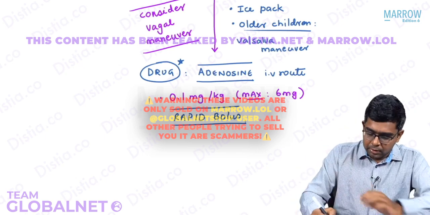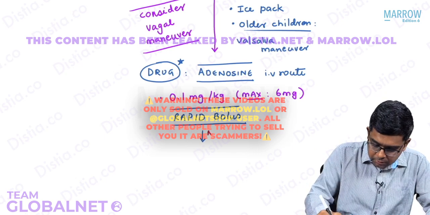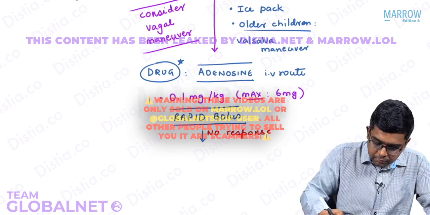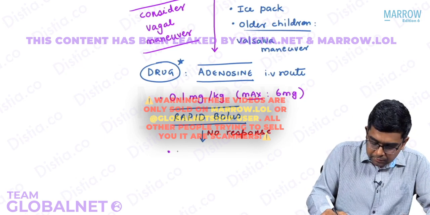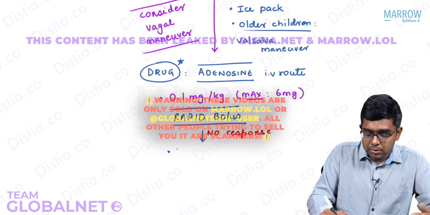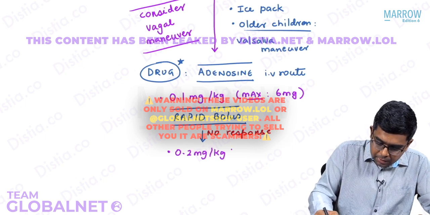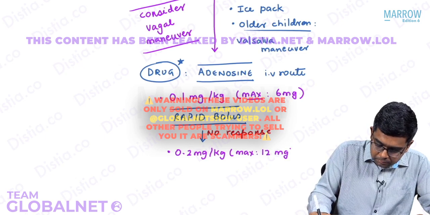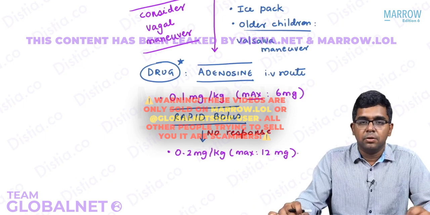Very important. Suppose there is no response to the first dose of adenosine, that is, the patient still continues to have tachycardia, then you can give the second dose of adenosine. The second dose is double the first dose, that is 0.2 milligram per kilogram with a maximum dose of 12 milligrams. Again given by rapid bolus or rapid push technique.